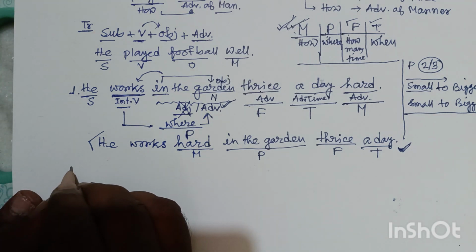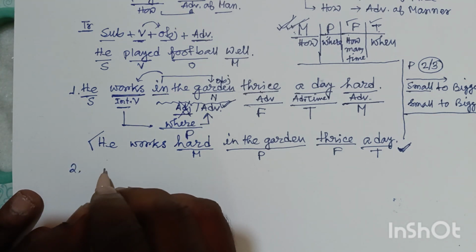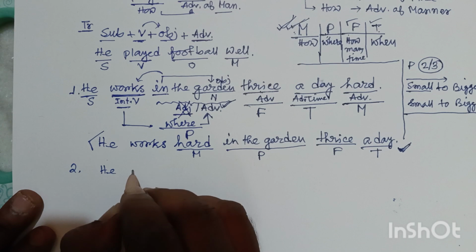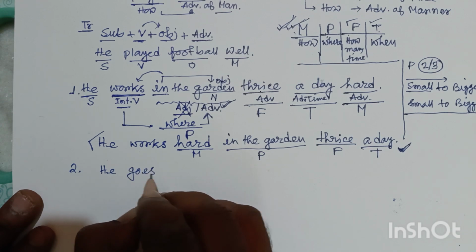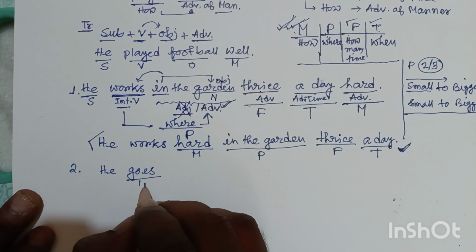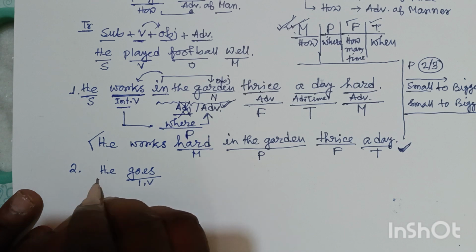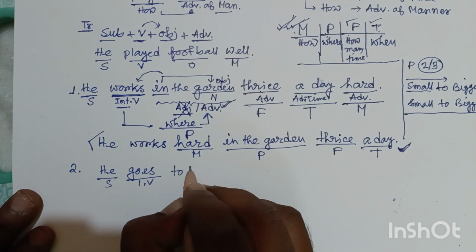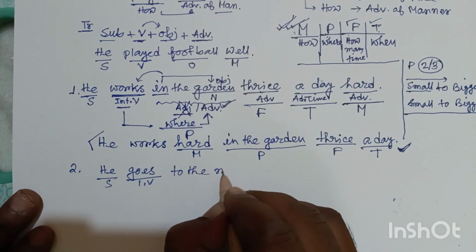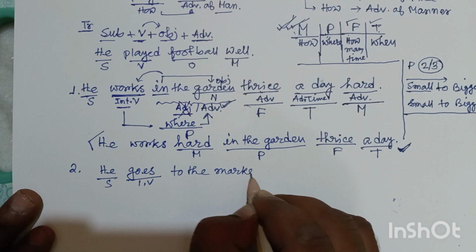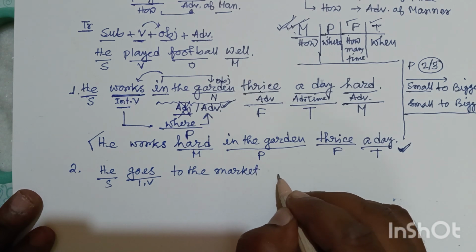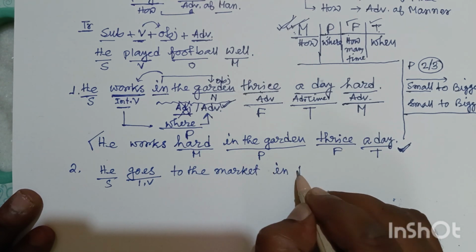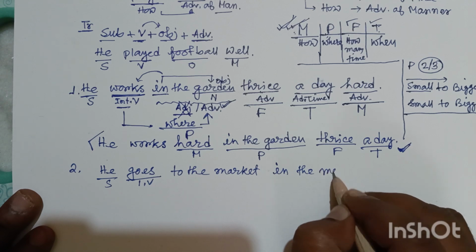Again, I am writing down another example. You can look at this. He goes to the market. Friends, goes is an intransitive verb, you know it. He is the subject. He goes to the market. He goes to the market in the morning. In the morning.